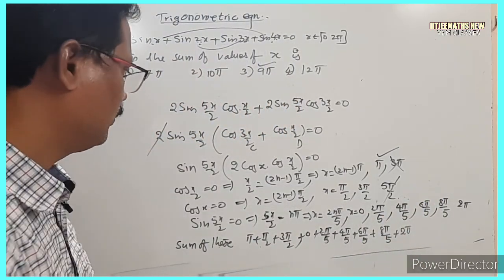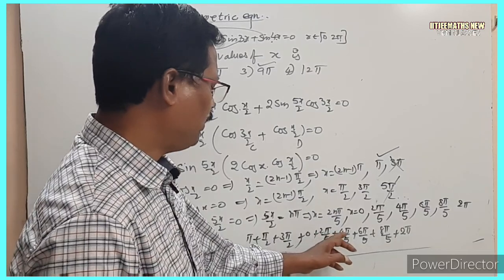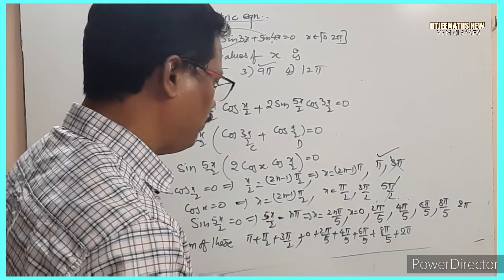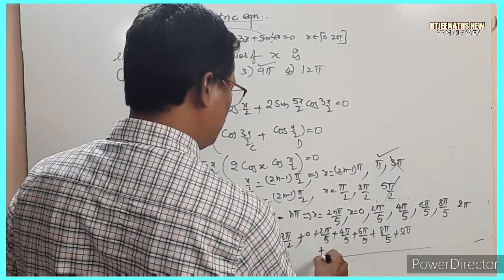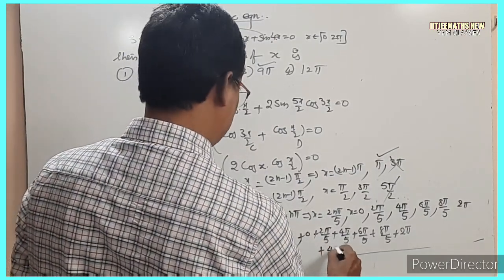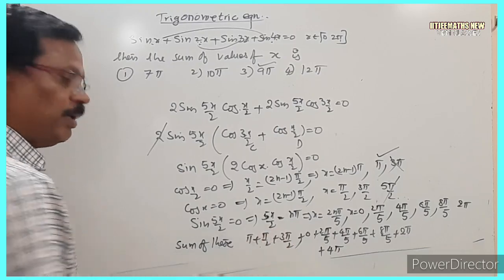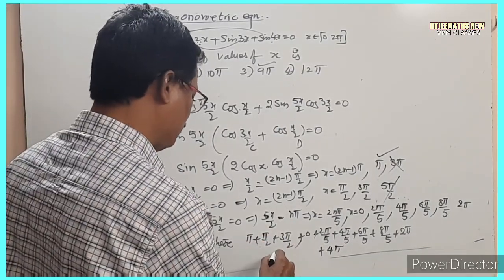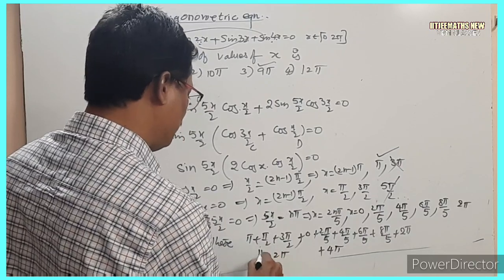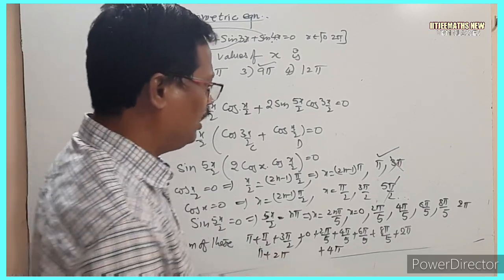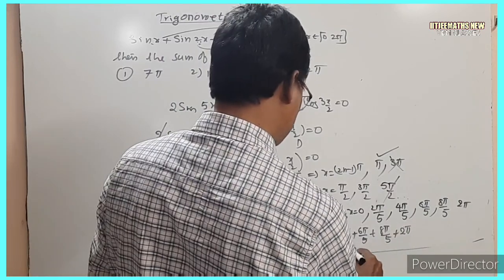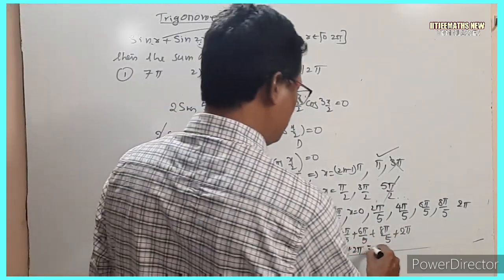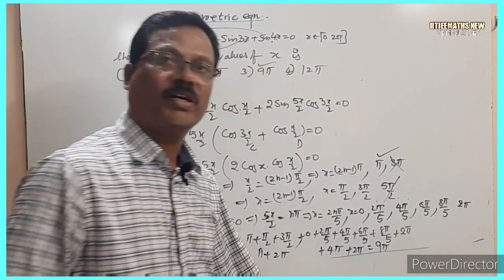Now see that this is 6 pi, 12 pi, 20 pi. 20 pi by 5, how much is that? 4 pi. Pi by 2 plus 3 pi by 2, that is 2 pi. Here pi is there, and here this is 2 pi. How much is it? Totally we got 9 pi.